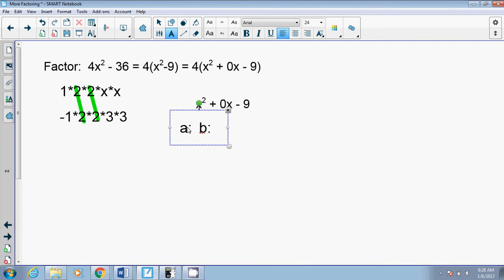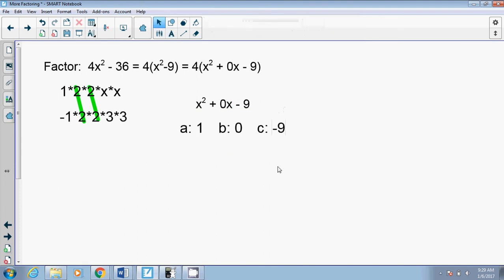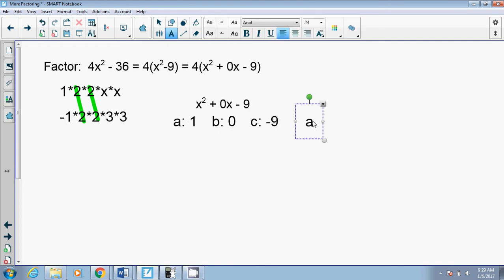So I need to identify the A, the B, and the C. The A in this case is 1, the B in this case is 0, and the C in this case, negative 9. So I've identified my A, B, and C. Next thing I need to do is I need to multiply A and C, which is 1 times negative 9, which gives me negative 9.